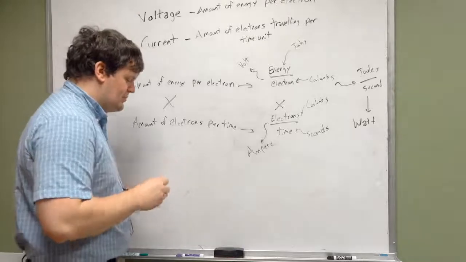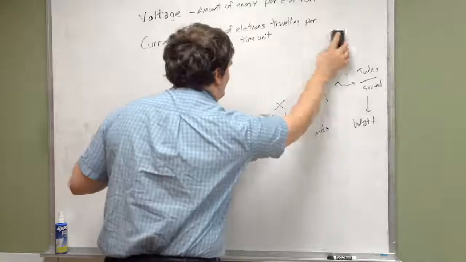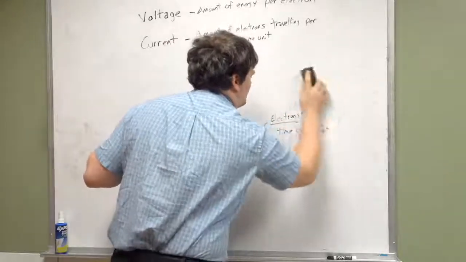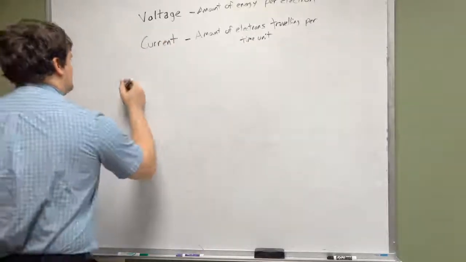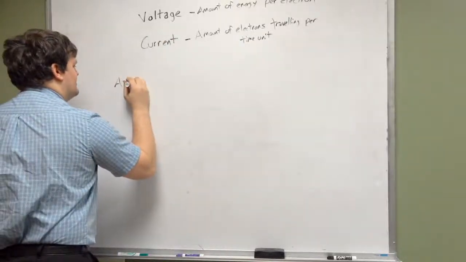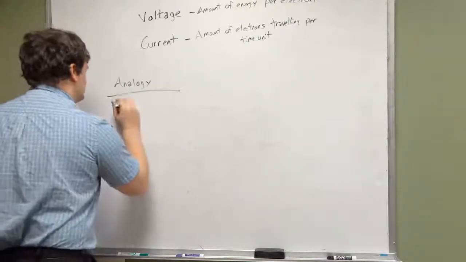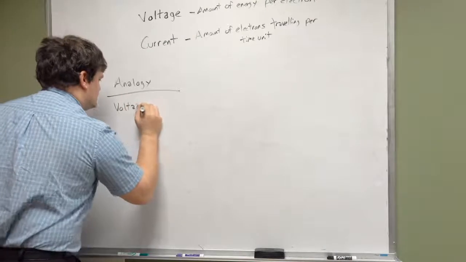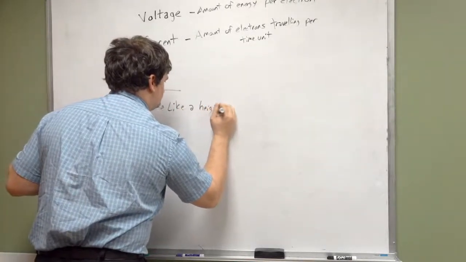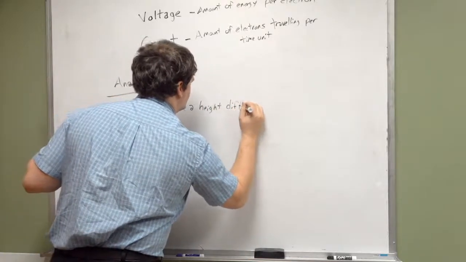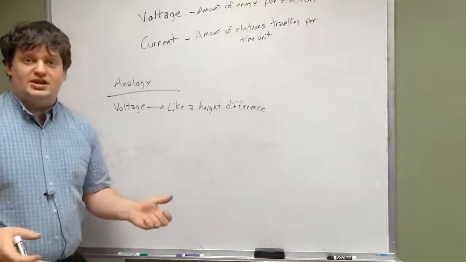Okay? So, to go back to the analogy that I like to use, just to write this out. So here's the analogy. The idea in the analogy is that voltage is like a height difference. The bigger the height difference, the more energy it has.